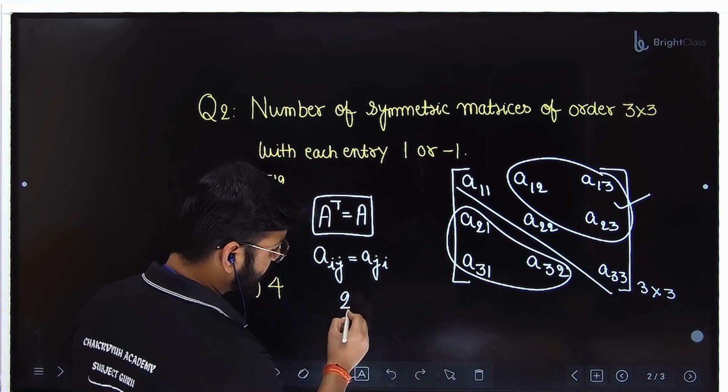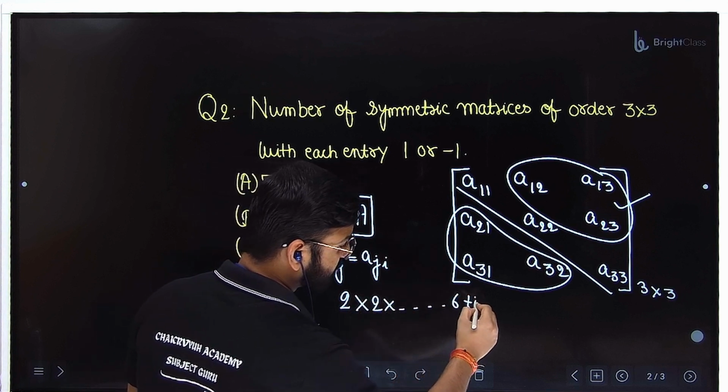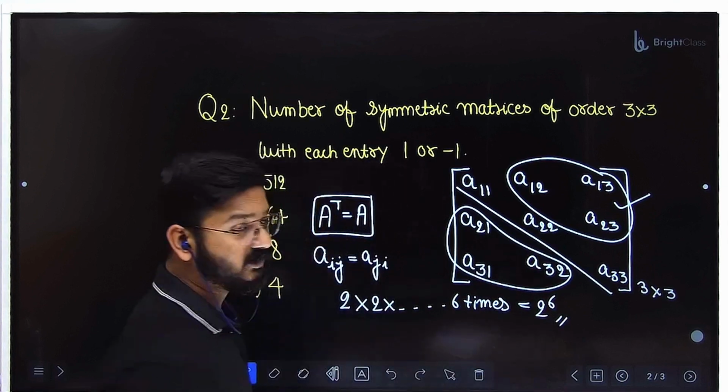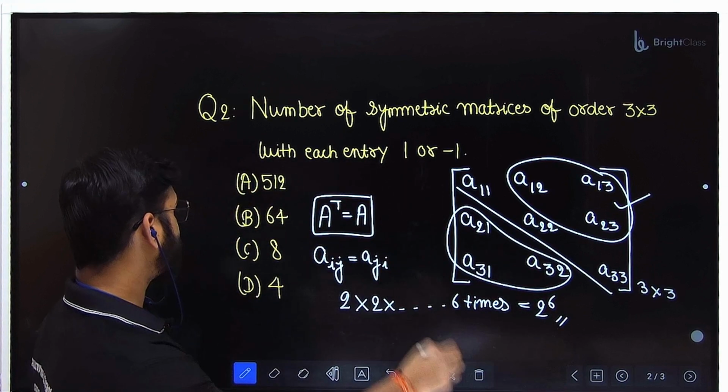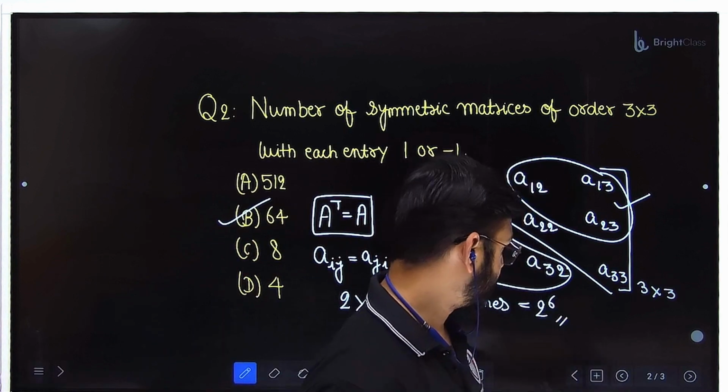Each place has two possibilities. And this will continue how many times? 6 times. So what should be our answer? 2 to the power 6. So what is 2 to the power 6? 64. So option B. Now let's move to the next question.